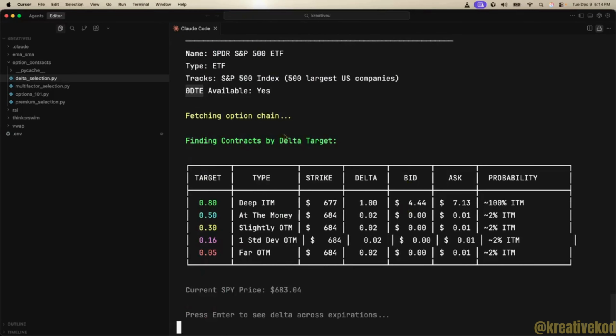So, finding contracts by delta target. Deep in the money, we have a strike of 677, a delta of 1.0, a bid of 0.44, ask of 0.73, 100% in the money, right? And the further out we go, the less in the money we get. But again, the more affordable it gets, right?